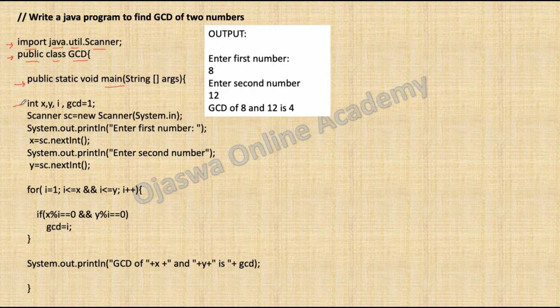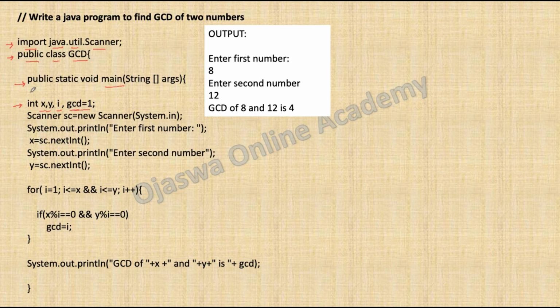So the first statement over here is variable declaration. We have variables x, y, i and GCD. Variables x and y are used to store the two numbers input by the user. Variable i works as a counter for your loop and variable GCD is used to store the result. We have initialized variable GCD to 1.